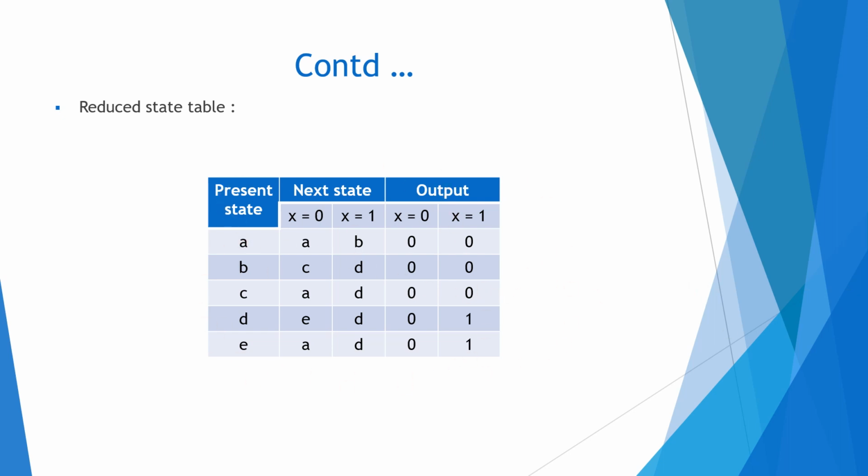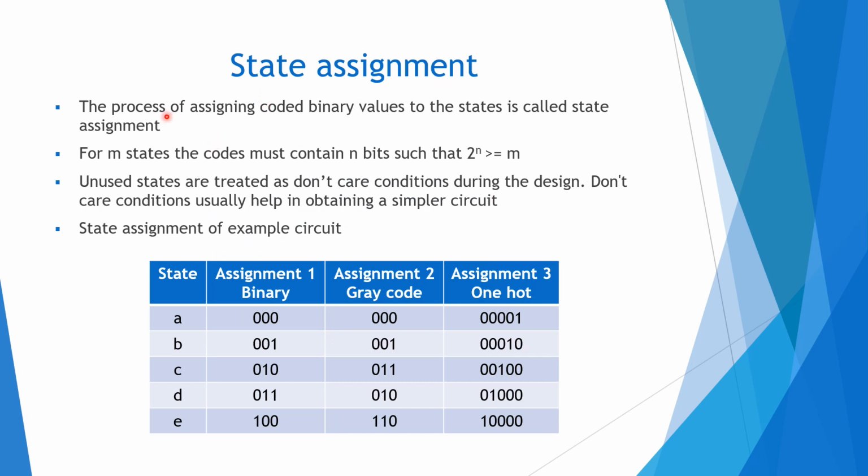You can see here. So next is state assignment. The process of assigning coded binary values to states is called state assignment. Suppose there are 5 states. For 5 states we can make a 3-bit binary assignment, that is 2 raised to 3, 8. We can hold 8 states for that. So for state A it can be 000, next 001, 010, 011, 100. If there are many more states, we can give 101, 110 like that.